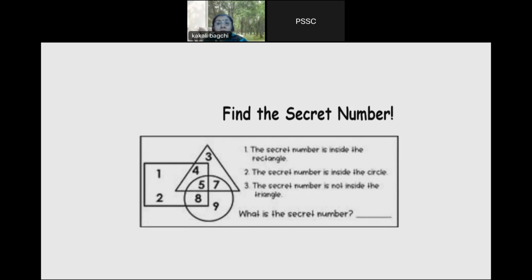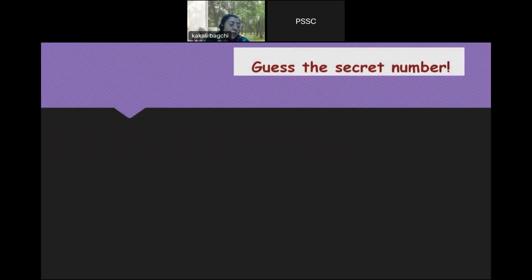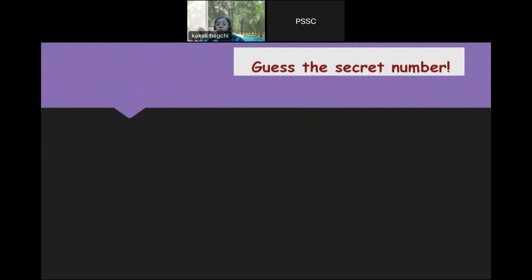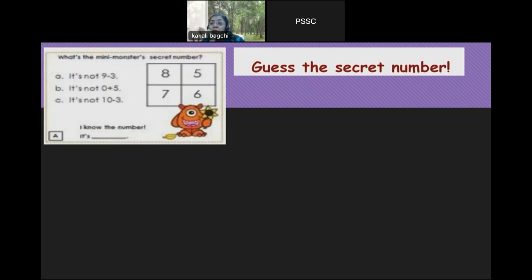Again, I'm saying primary teachers do not know what responsibility they are shouldering. Most of the cases we teach the students what it is. We don't teach them what is not, which is very important. Please give this type of questions to enhance the logic of negation so that the complete logical sense will be enhanced.